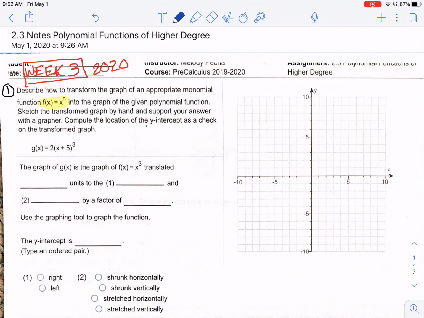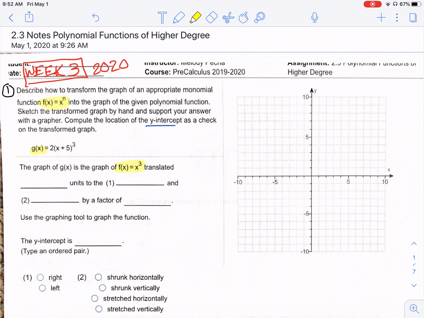Compute the location of the y-intercept as a check of the transformation. So we're going to start looking at our function over here. We have g of x. Now we have x raised to some power. So our n value, they even told us down here, we're talking about a cubic function. So I want to go, is this moving right, left, up, or down, and is it stretched?